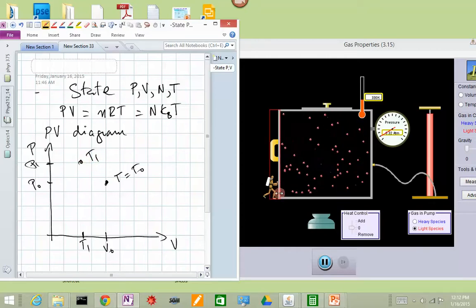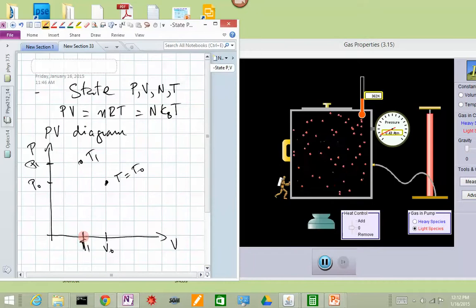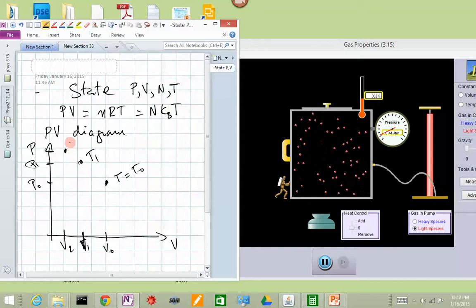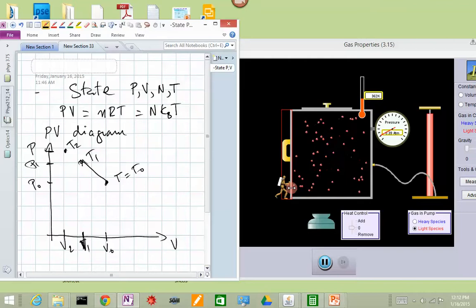We can keep doing that. We can change the volume a little more. So now this is V1, sorry, here. Now we have a volume V2. We have another pressure here. This is my point, and this is T2. So I've changed the state of the system, and these changes here we call processes. We call them thermodynamic processes or ideal gas processes.